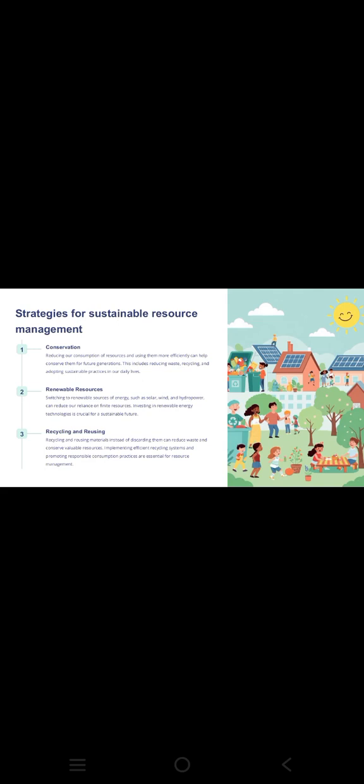Next one is strategies for sustainable resource management. There are some strategies to manage our resources, and through these strategies we can save them. The first one is conservation. Reducing the consumption of resources and using them more effectively can help conserve them for future generations. This includes reducing waste, recycling, and adopting sustainable practices in our daily lives.